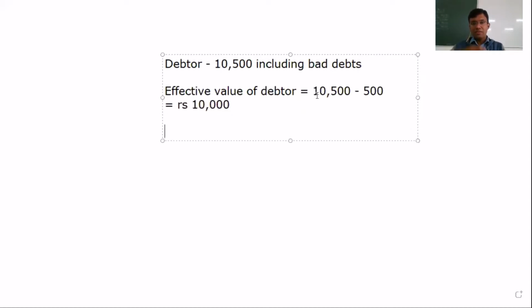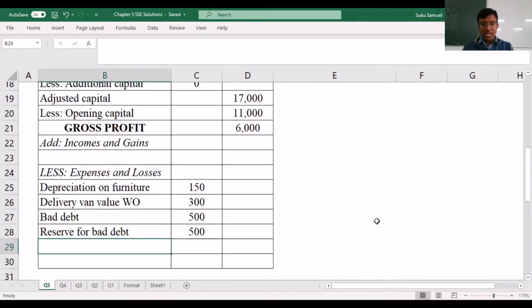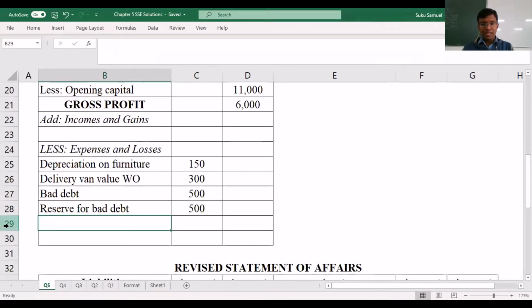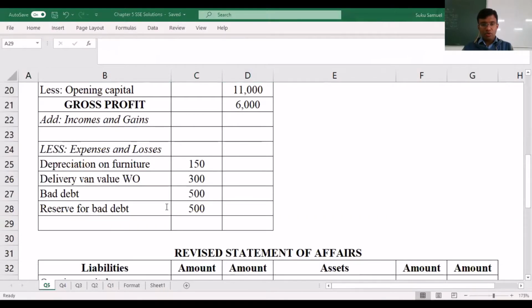So you will have to create 5% on 10,000. So that is what is being expected from us. So 5% on 10,000, that amount works out to be 500. So with that, we have completed the preparation of the adjustments. Are there any more items? No, there are no more items.